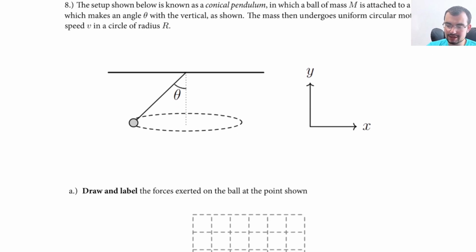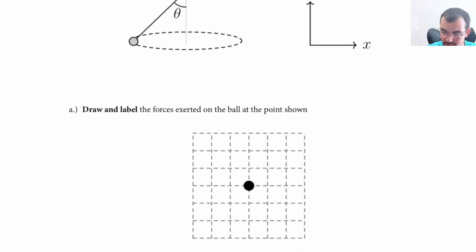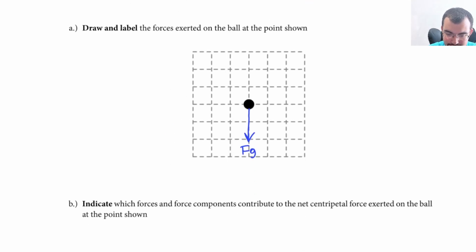Now we have another setup with components. So now we're going to start introducing components here. This is known as a conical pendulum, where we're just swinging a ball in a circle. We are saying that this mass undergoes uniform circular motion at speed v with radius r due to this setup. All right, what are the forces exerted on the ball at the point shown? Well, of course, ball has weight. And then there's only one other force, and it's tension.